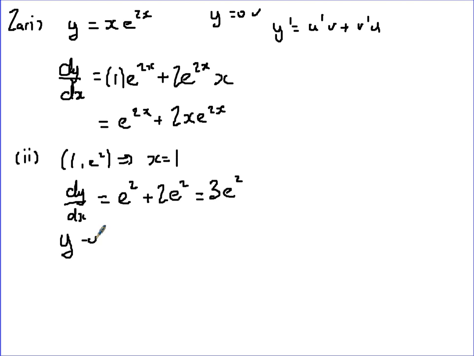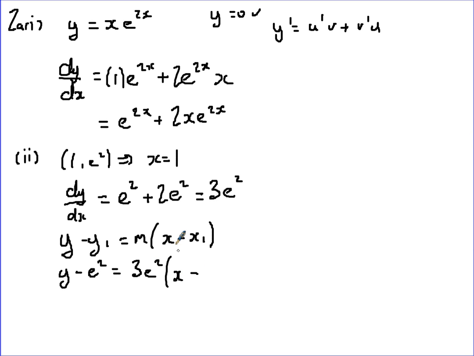And then we use y minus y1 equals m(x minus x1). So it's y minus y1, our y coordinate here, so that's e squared, equals m, which is 3e squared, times x minus our x coordinate, which is 1. They're quite happy with leaving it at that, so that will then give you your full 2 marks.